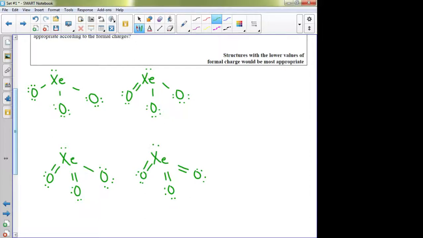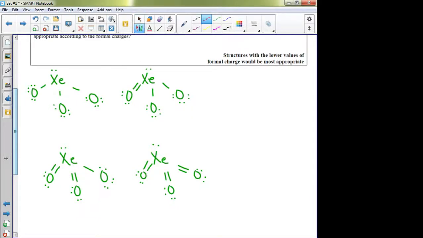I don't know, because that's what your book says. And I think it's because xenon is so low on the periodic table, it can form multiple bonds, because it's got a lot of orbitals it can expand into. There's an assumption. All right, so let's do formal charges and pick out which one would be better.